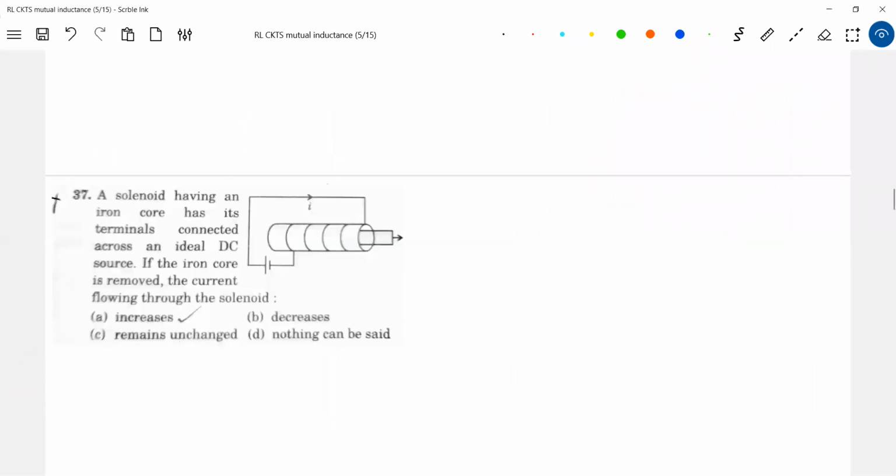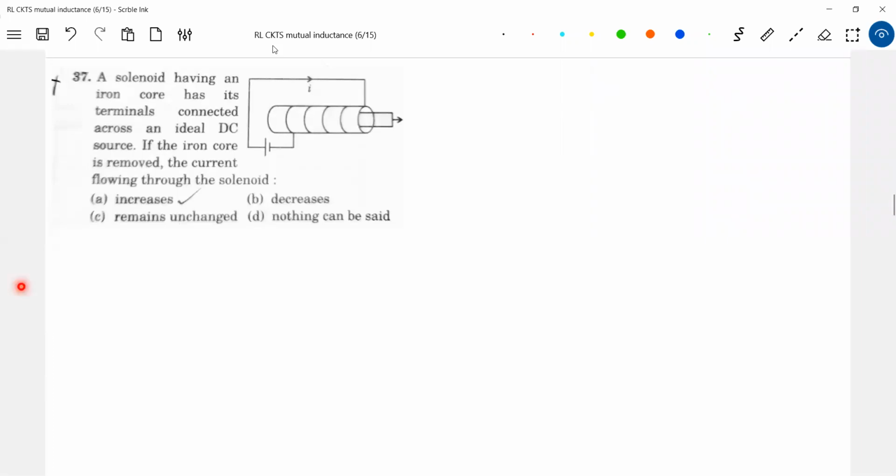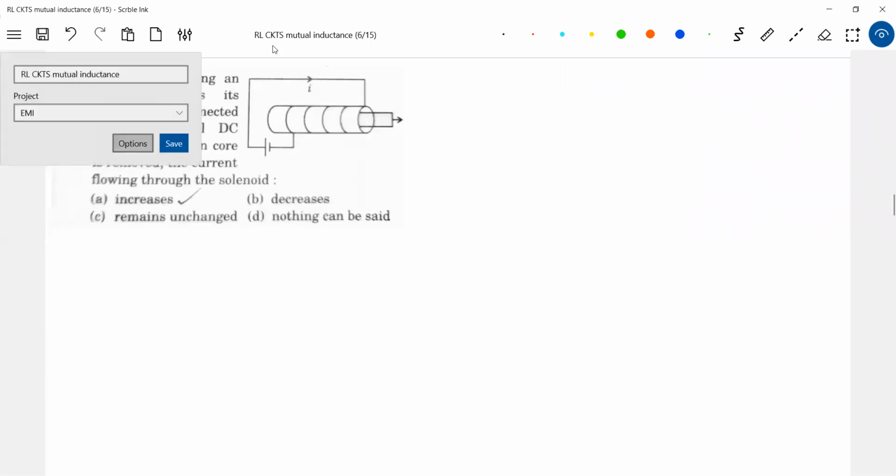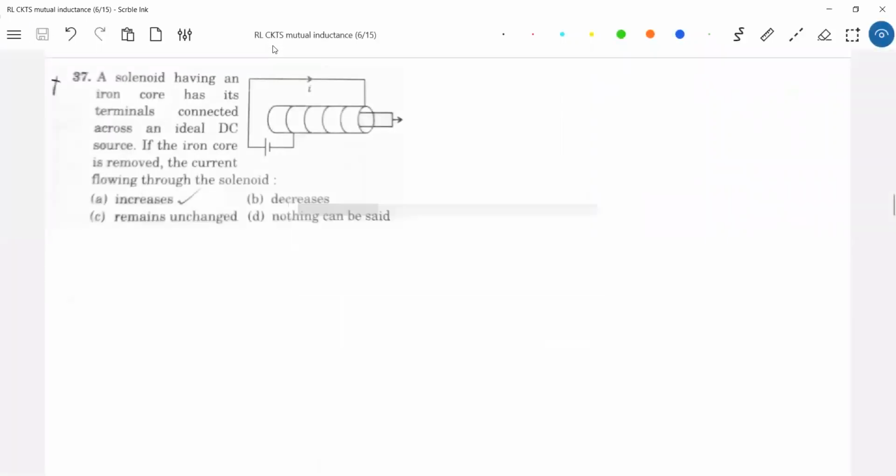Okay, let's read the question. There is this core. So why do we bring a core? Let's have some small discussion.